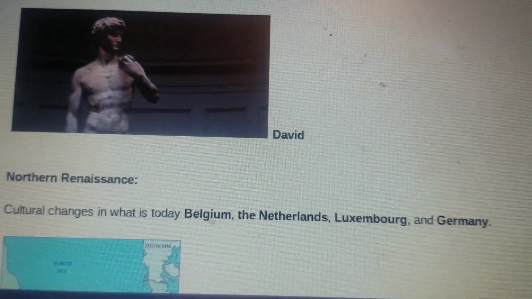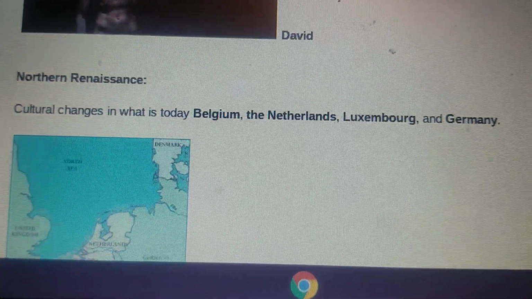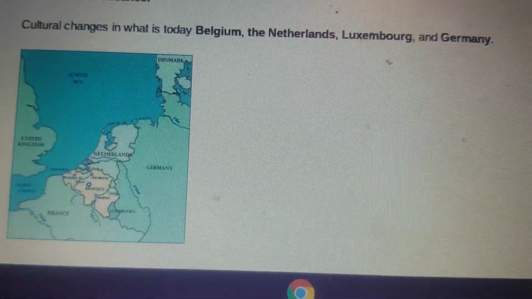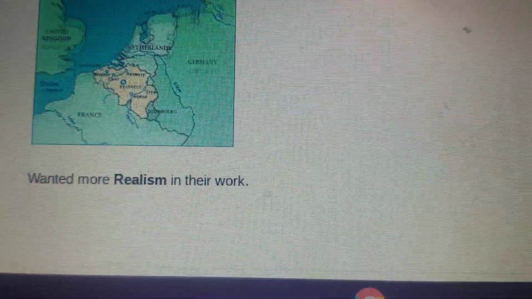The Northern Renaissance. Cultural changes in what is today Belgium, the Netherlands, Luxembourg, and Germany. So that is the area of the Northern Renaissance. Right below France is where Italy is. They wanted more realism in their work.